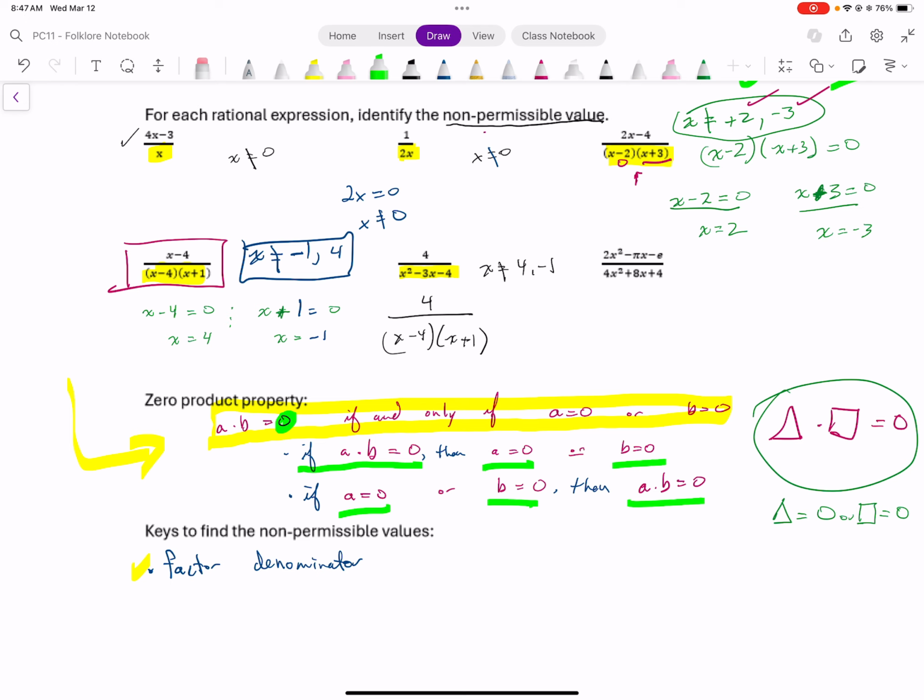Last but not least, I'm going to find my non-permissible value. So these are just finding my non-permissible value or my restrictions. Look at that denominator. 4x squared plus 8x plus 4. We cannot allow this to be 0. So naturally, what I'm going to do is I'm going to find out exactly when it's going to be equal to 0. But my key here is factor the denominator. So if you want, you could take this work to the side. And I'm just going to factor that. If you want to press pause and do it yourself, that would be awesome.